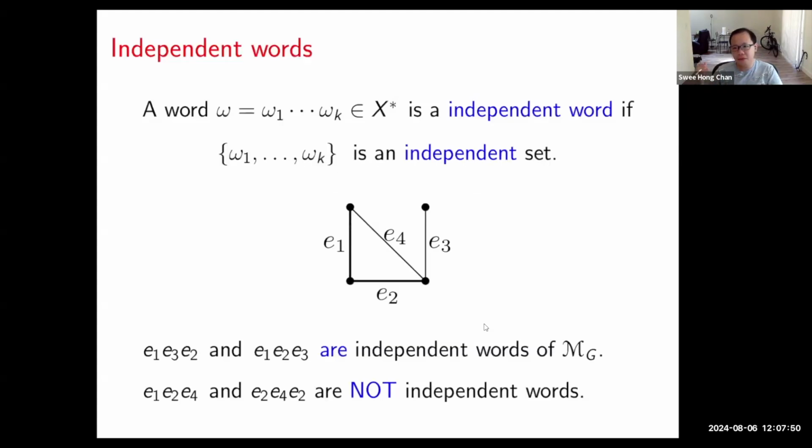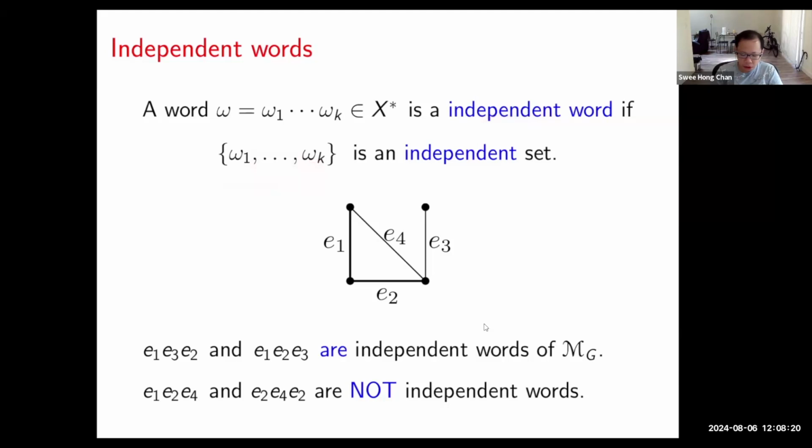And the idea for the proof is the following. First, we define this thing that we call the independent words. This is a word where all the letters are coming from the ground set of the matroid. And we say that it's an independent word if you look at the subset formed by omega 1, omega 2, up to omega k, so the subset formed by the letters of the word, this is an independent set of the matroid.